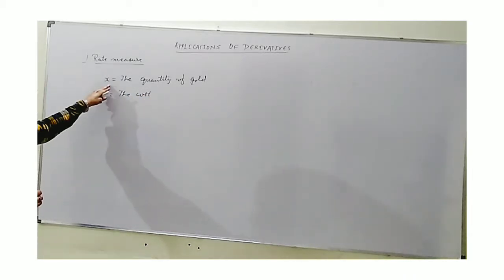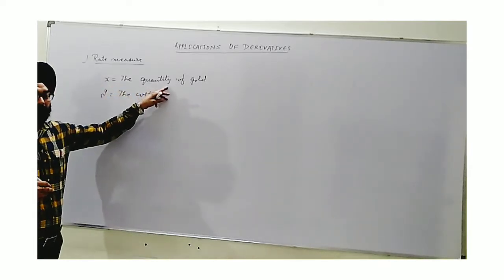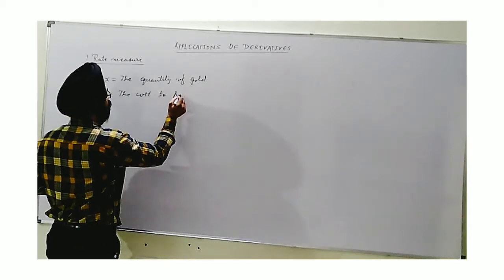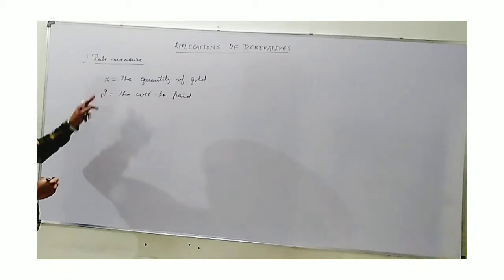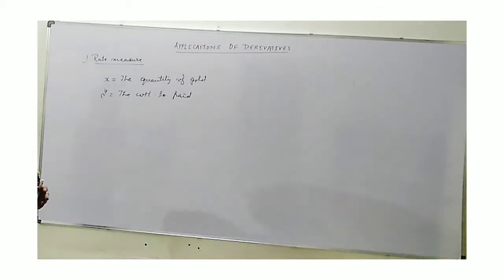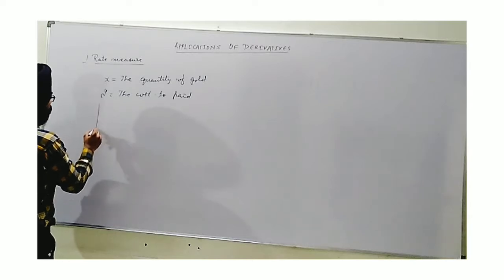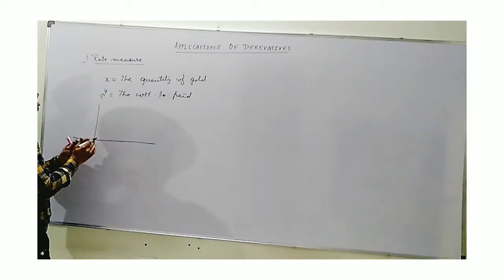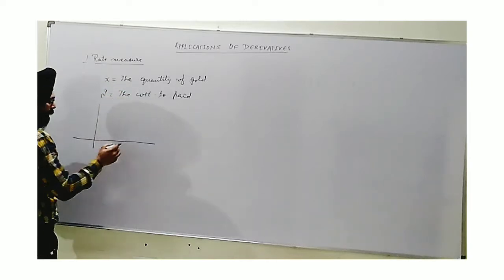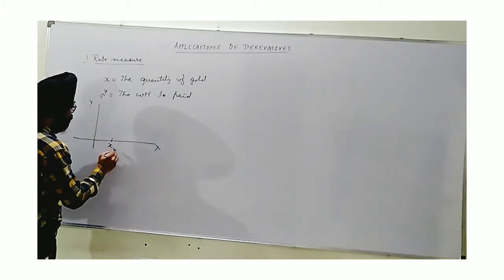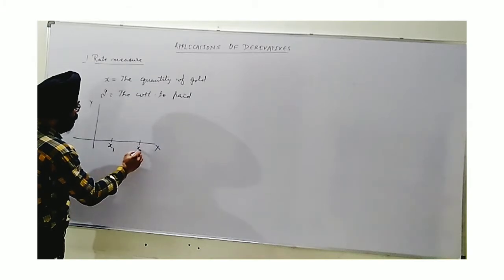We know that if I increase the quantity of gold to be purchased, for sure the cost to be paid will be increasing. If I increase the value of X, for sure the value of Y also will be increasing. Now if I want to show all this theory on a graph, then the graphical presentation will be like, along x-axis, obviously here taking x means we are taking the value along x-axis, and y we are taking along y-axis. Okay, so along x-axis if I see, x1 is first quantity of gold, x2 is other quantity.